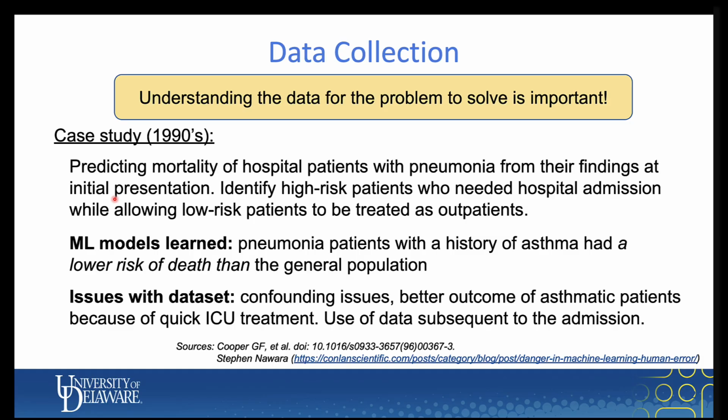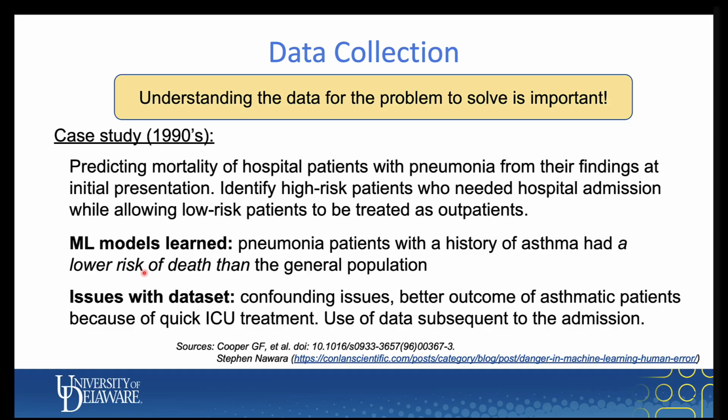It suggested that pneumonia patients with a history of asthma had a lower risk of death than the general population. This misleading conclusion stemmed from the way asthma patients were treated. In reality, individuals with asthma who developed pneumonia were typically admitted immediately to the intensive care unit and received the proper care. This proactive treatment significantly improved their survival rate compared to the general population.